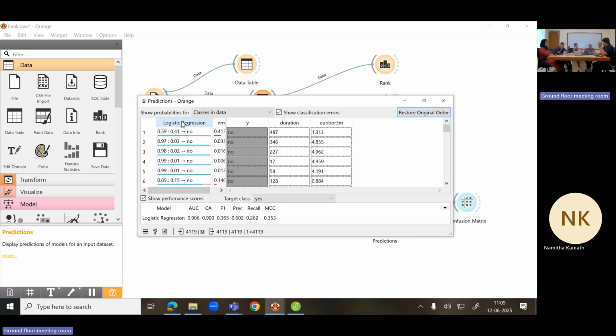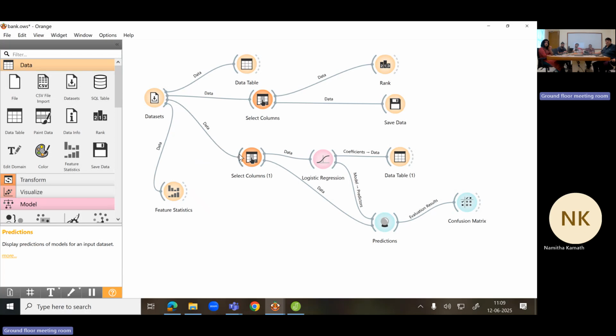After so much tuning, if you still don't get a good result, then obviously you don't consider that model. You have other candidate models. For that, we need to go back, and you can always add variables.